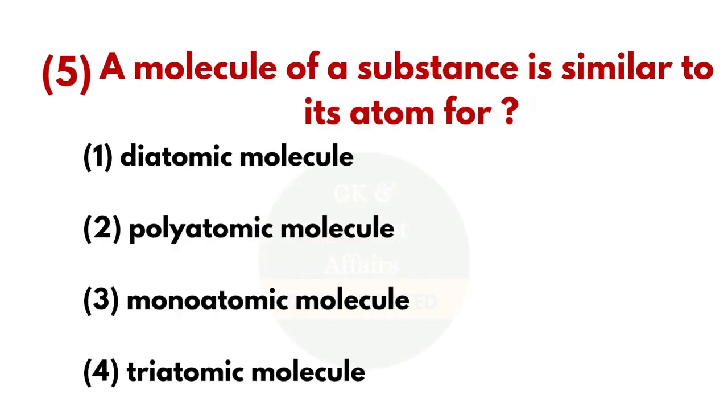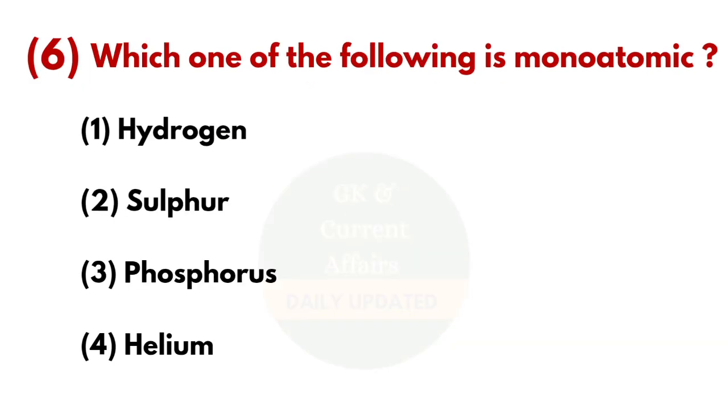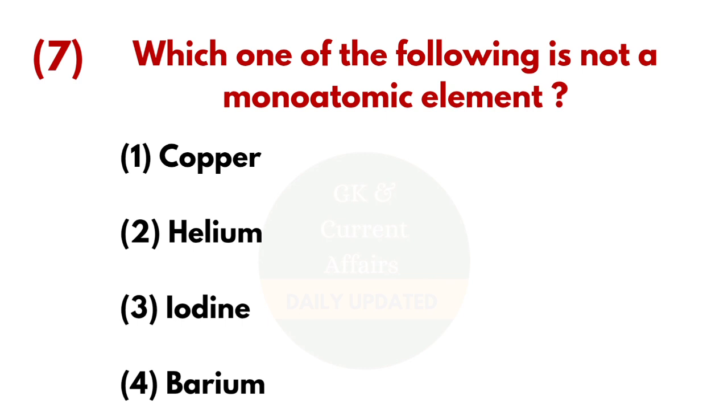Fifth question, a molecule of a substance is similar to its atom for, and the answer is monoatomic molecule. Sixth question, which one of the following is monoatomic? And the answer is helium. Seventh question, which one of the following is not a monoatomic element? And the answer is iodine.